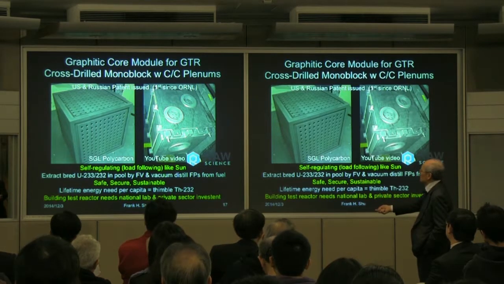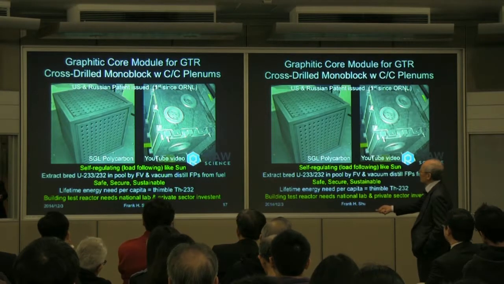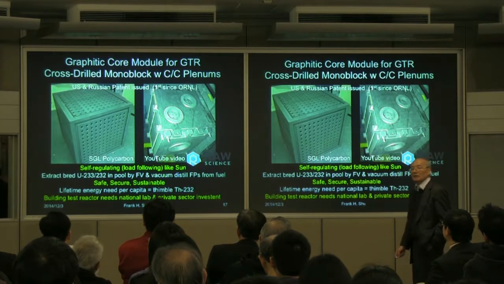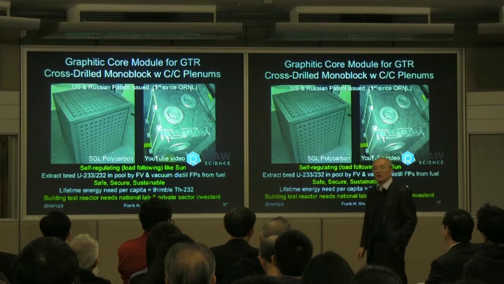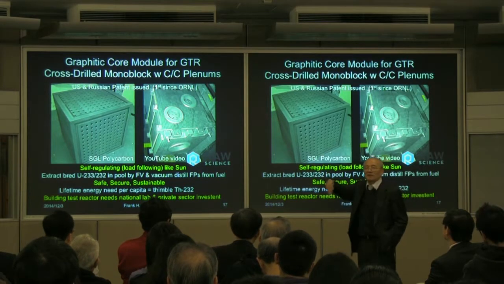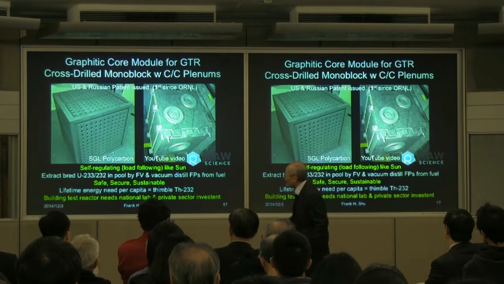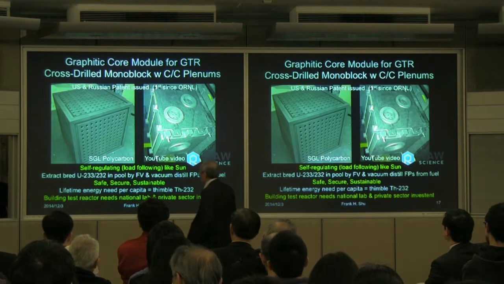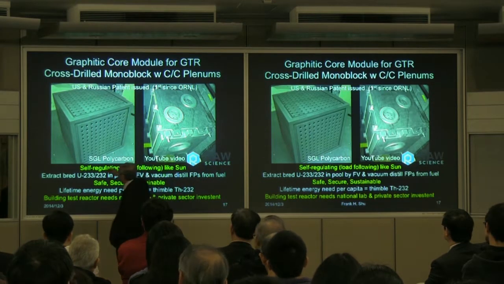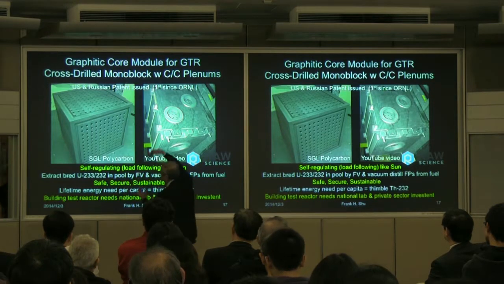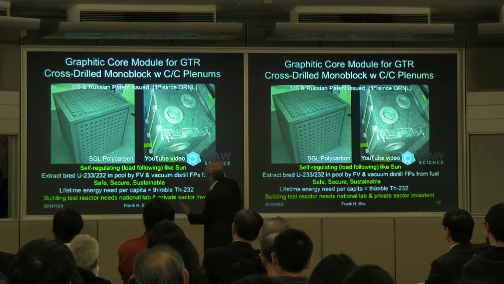So this is the graphitic core module that we got SGL polycarbon to build for us. S stands for Siemens, G stands for graphite, and L is a company in Southern California that they took over. Everybody takes over companies and makes what's on sale. Okay, you want to buy it, you can get it. So they built this for us. This is nuclear grade graphite where we cross drill holes so that the channels don't cross.